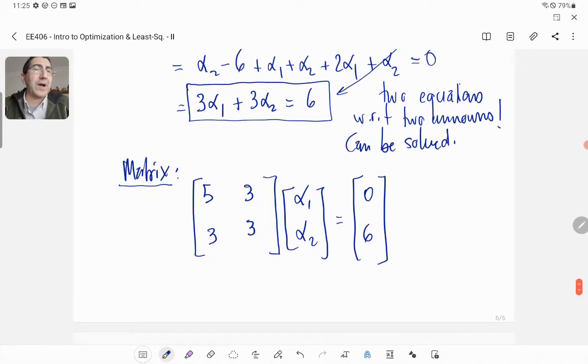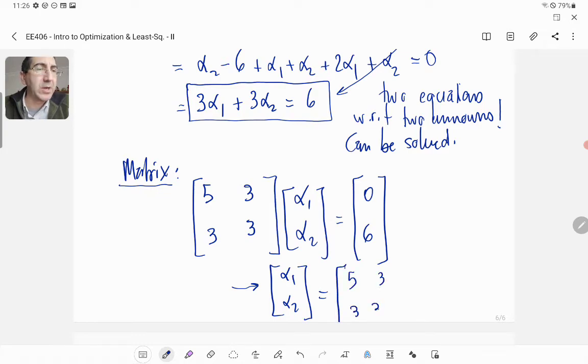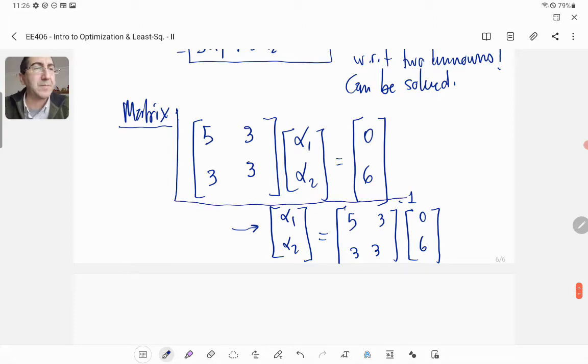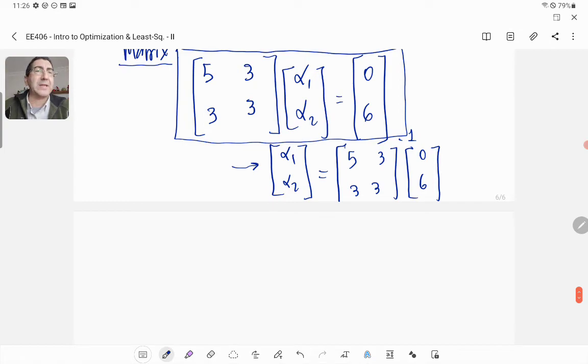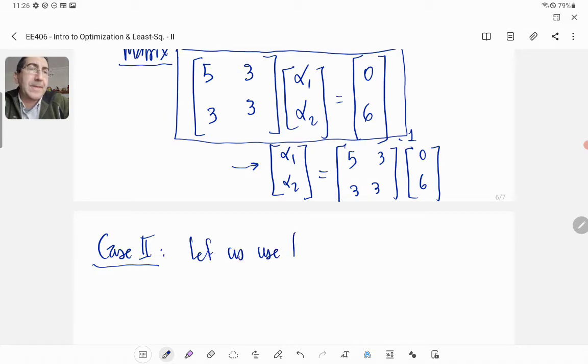Now, how do you solve for alpha 1 and alpha 2? You know what to do. Alpha 1, alpha 2 will be equal to the inverse of this matrix, 5, 3, 3, 3, inverse times 0 and 6. Now, I want you to remember this equation. I will also obtain this in terms of the generalized inverse concept. So, case 2, let us use the generalized inverse result.